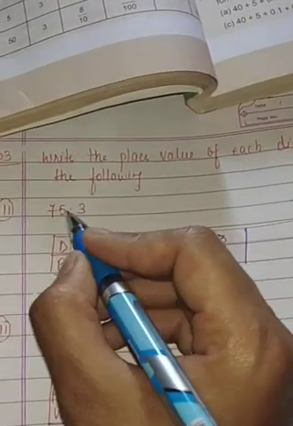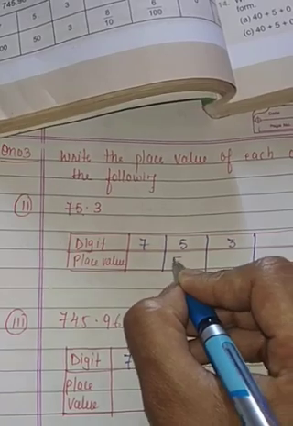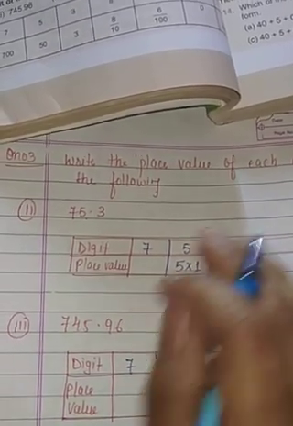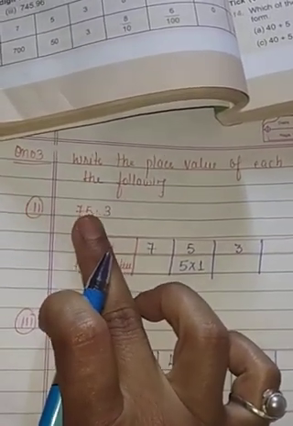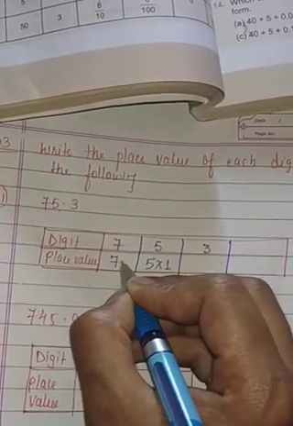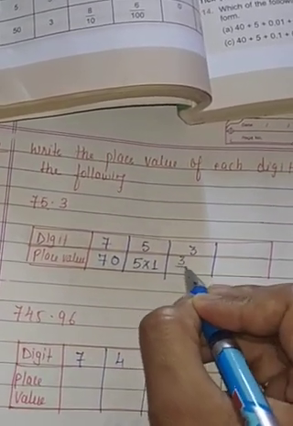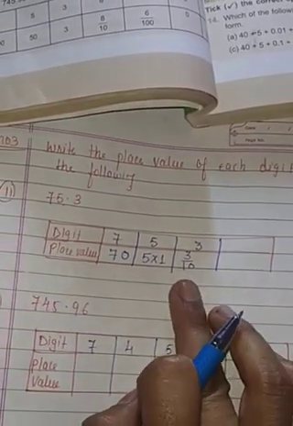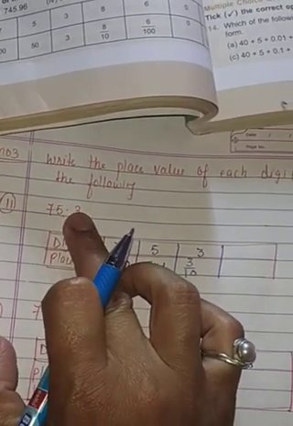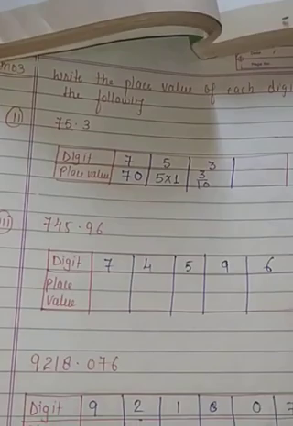75.3? So 5 is in ones, so we will write 5 into 1. That is good. And 7 means tens, so we will write here this is 70. This is 70. And after the point 3 by 10. 3 by 10 we have to write. I hope you are able to understand this one.